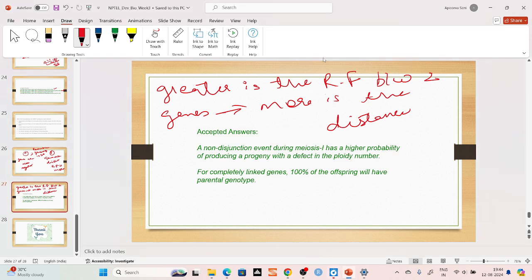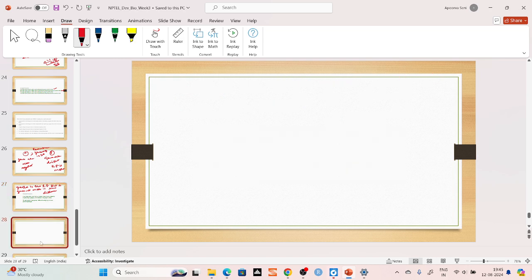Then another important concept is, how do we calculate recombination frequency? I talked about how recombination frequency is directly proportional to the distance. If the recombination frequency is more, the distance is also more. If the recombination frequency is less, the distance between the two genes is also less. That all is fine, but the question comes: how do we calculate recombination frequency?